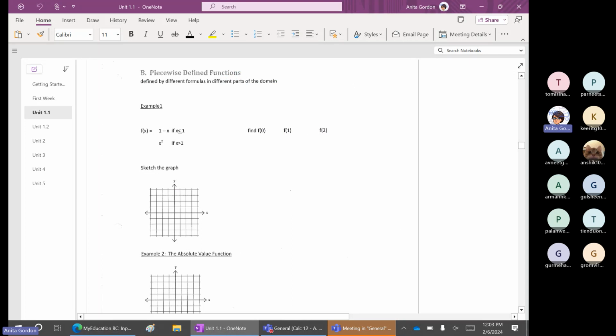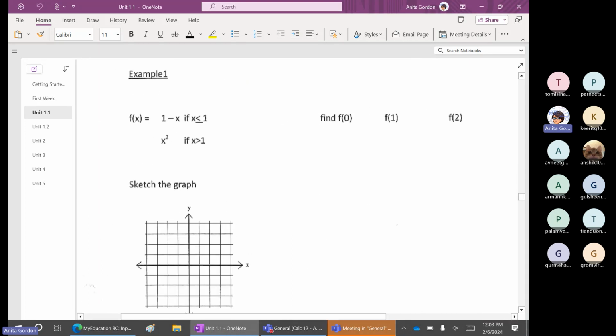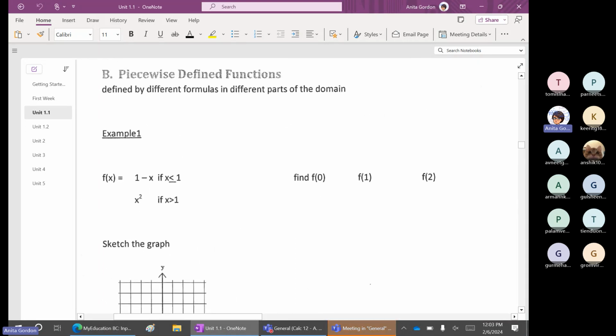The end of section A in lesson 1. Today we are going to go on to section B, which is piecewise defined functions. Hopefully you remember a little bit about this from last semester.